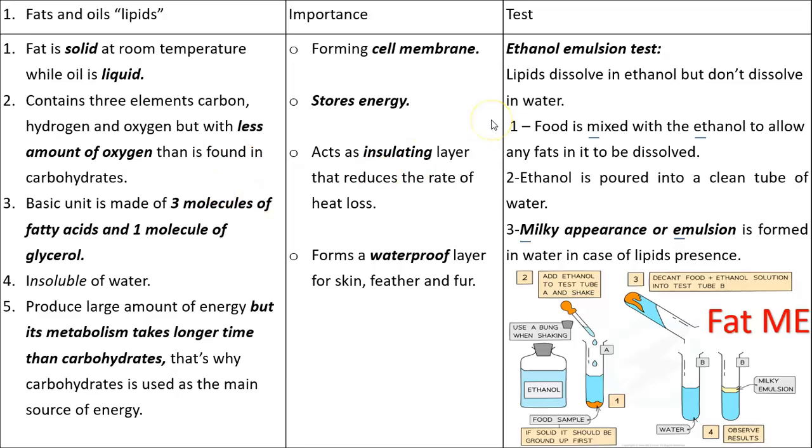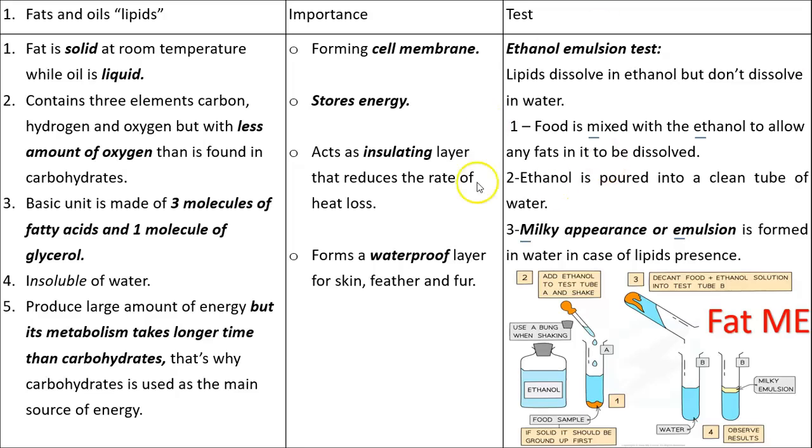What is another importance? The other importance is that they form the cell membranes. And since they are insoluble in water, they create a layer. This layer insulates the body and reduces the water and the heat loss from the body. That's why they are called the waterproof layer. Also, they cover skin, feathers, or fur. That's why we have glands that produce oils to protect our skin all the time.